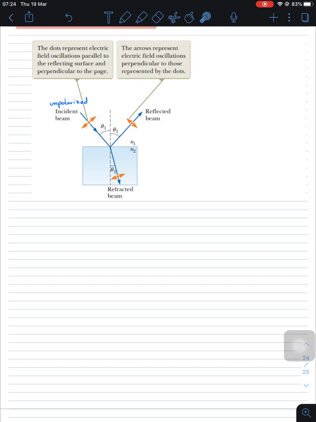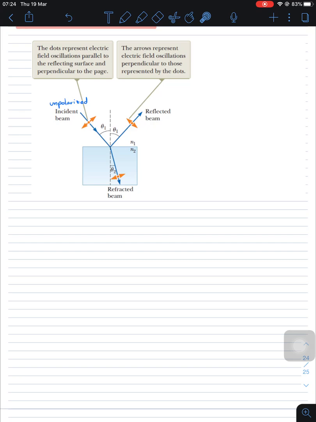It means that the electric field is just oscillating in this direction. And the other component is this dot. It means that the electric field is oscillating into the page, out of the page, into the page, out of the page, etc. So this will be the oscillation of the electric field in the two components, this one and this one.